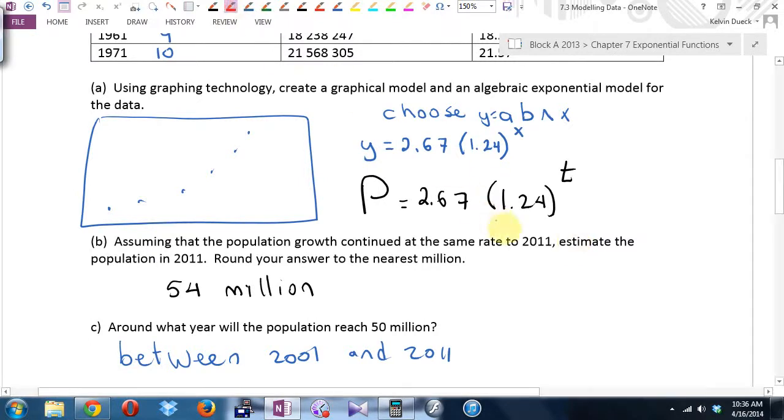What did you guys get for your base? 1.24? Here's what that's telling you. This is telling you the population is increasing by 24%. Where did I get that from? Do you see it? Okay. So if you have a 1 point decimal something, the decimal portion is telling you the percentage increase. And back then, the population starting in 1871 was increasing by 24%.